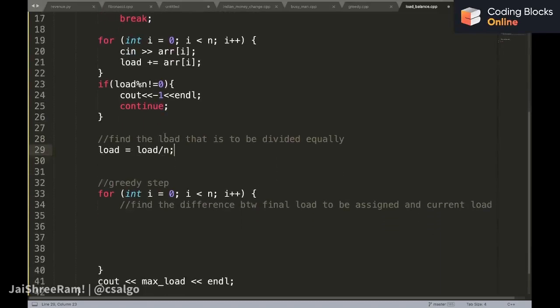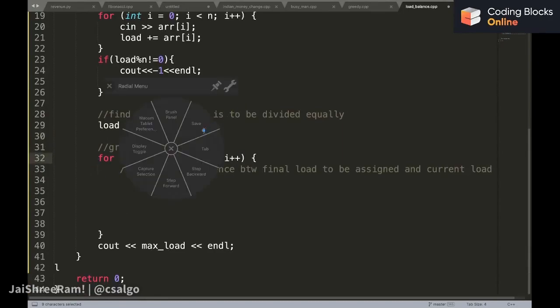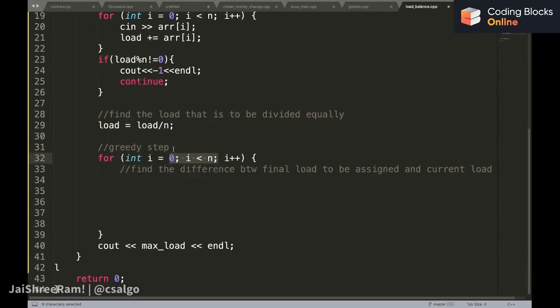That's the load that should be there in each cell of the array, and then we will implement the greedy step for each partition starting from 0 to n-1. We will create a partition at I equal to 0. At this position I equals 0, we will calculate what load should be there and what load is currently available. Something like that we will do. So I will maintain a running difference.